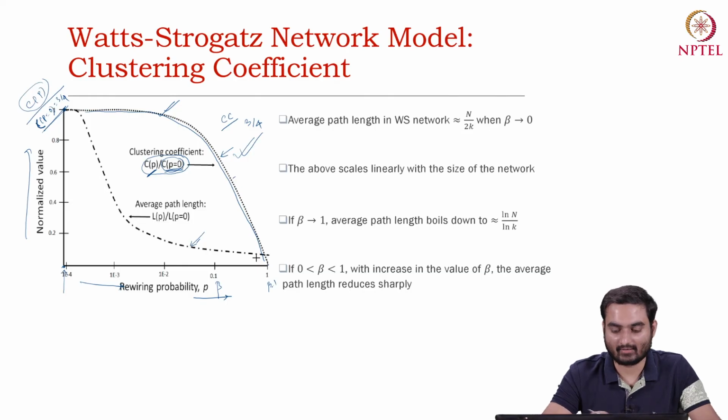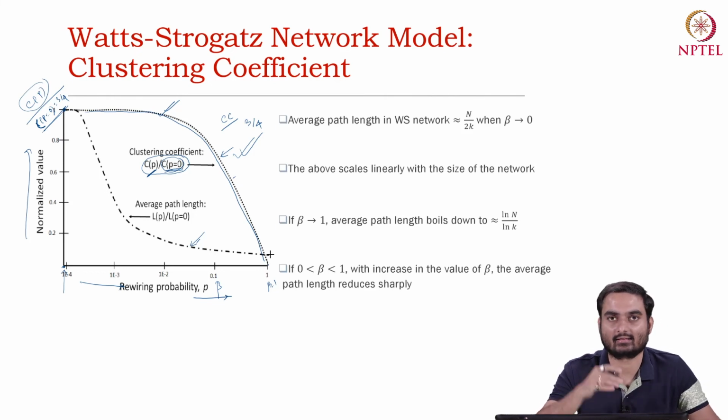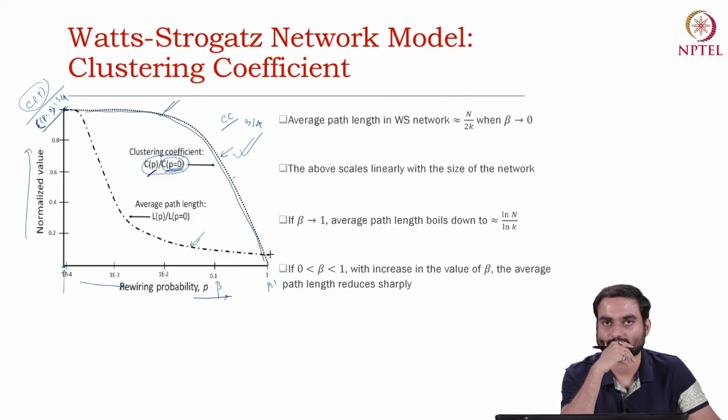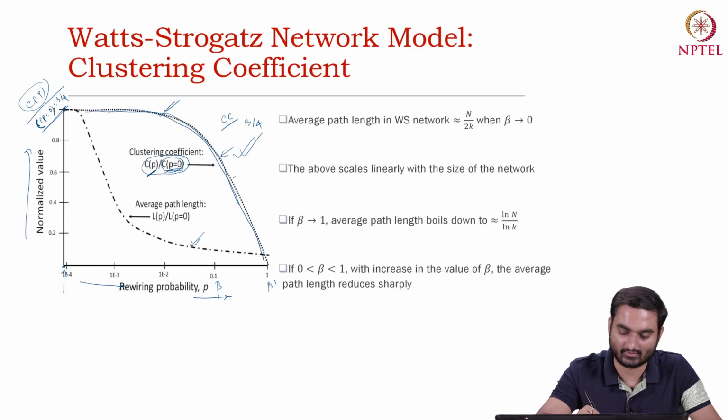Okay, if p is 1, meaning the network is completely random, we know that the clustering coefficient will be very, very less, right? Because in the earlier model we have seen that the clustering coefficient is inversely proportional to 1/n. Although here n is fixed, when you make this completely random, there is no clustering coefficient at all. Okay, so this is the change of the clustering coefficient.